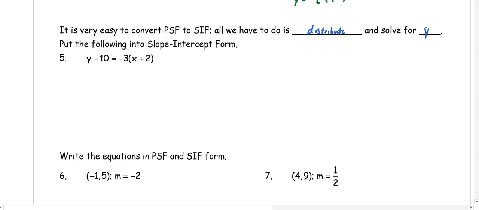So let's practice. This equation's already in point-slope form. Y minus 10 equals -3 times x plus 2. We're going to distribute -3 into the parentheses, so y minus 10 is equal to -3x minus 6. And then to solve for y, we need to move the number to the other side. So we're going to add 10 to both sides. So y equals -3x plus 4.